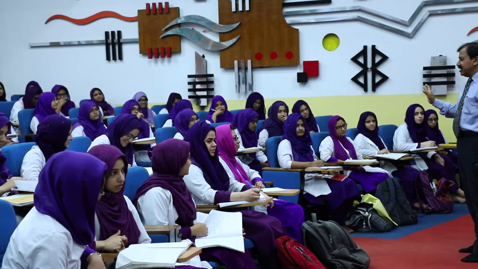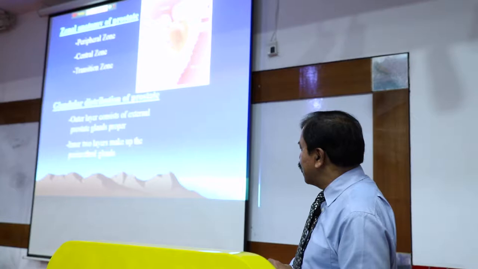And this glandular distribution again: the outer layer consists of the external prostate gland proper, and the inner layer is called the periurethral gland. This is where the glandular pattern of the prostate gland is distributed.